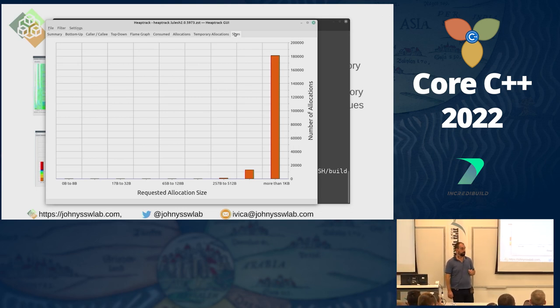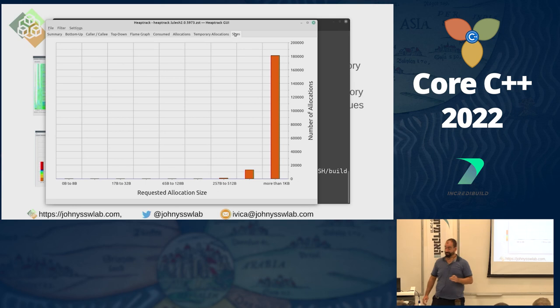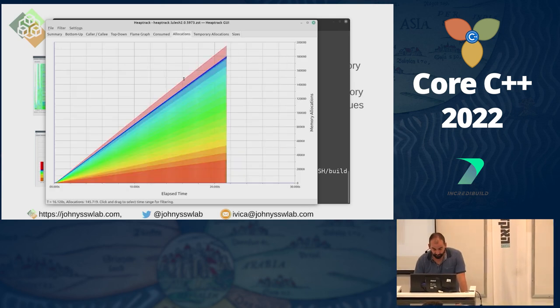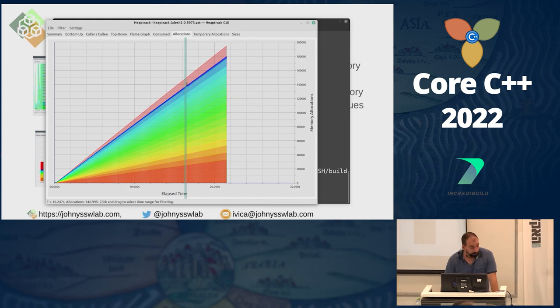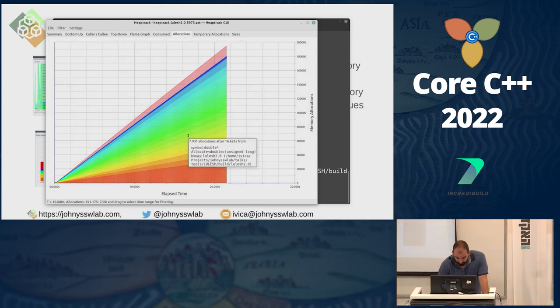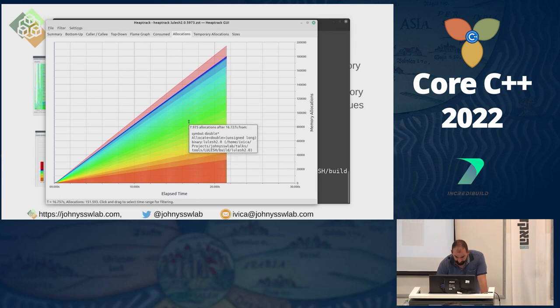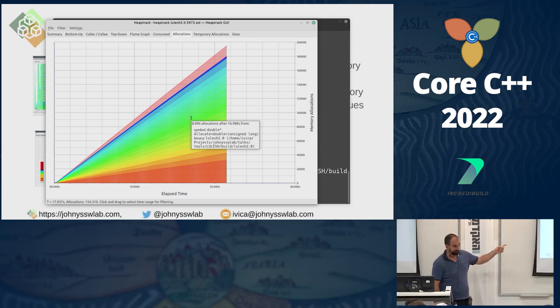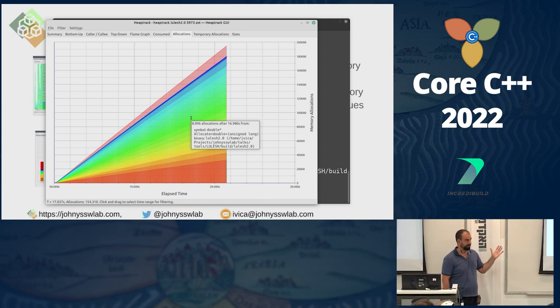On the allocations, what is all that rainbow color? Ah, they like rainbows. I don't know. What is that telling you? To be honest, I recall that when you put the mouse like this, it used to tell you the function where this allocation was happening, but I'm not seeing it here anymore. I don't know what's the difference. The information was actually useful, but something changed. I don't know what.